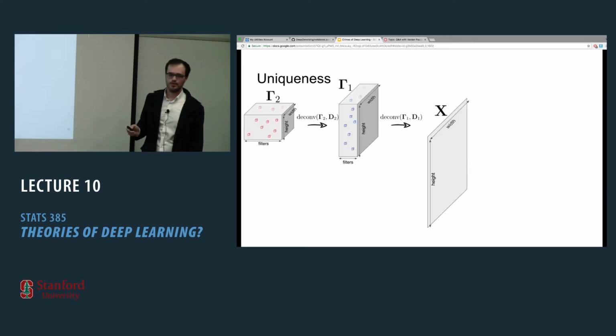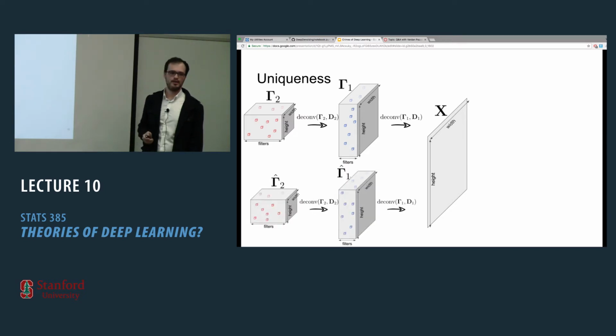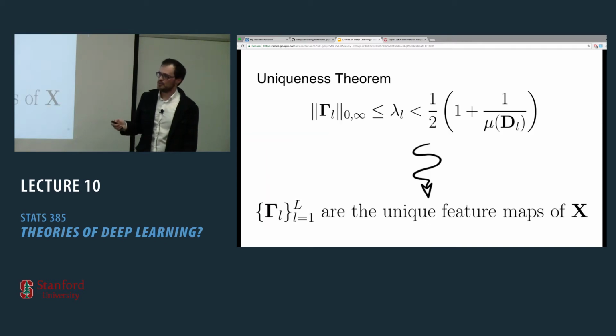And then we ask several questions. One question is, given a signal x, is it possible that you can generate the signal x using gamma 2 and gamma 1, and also some different representation, gamma 2 hat and gamma 1 hat? Is the representation across the different layers unique? I mean, maybe you can take a circle, put gabors in different places, and then rearrange the gabors and suddenly obtain a different sort of representation. And what we show in our work is, in fact, if all the representations are locally sparse, then you can guarantee that these are the unique feature maps of x.